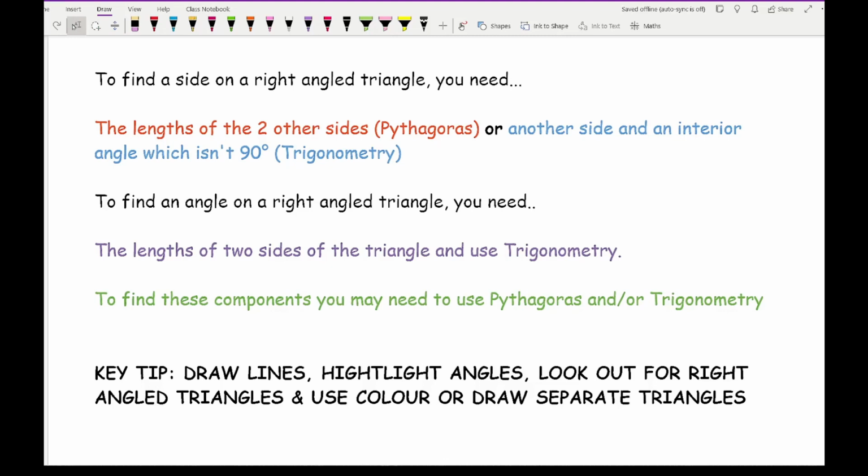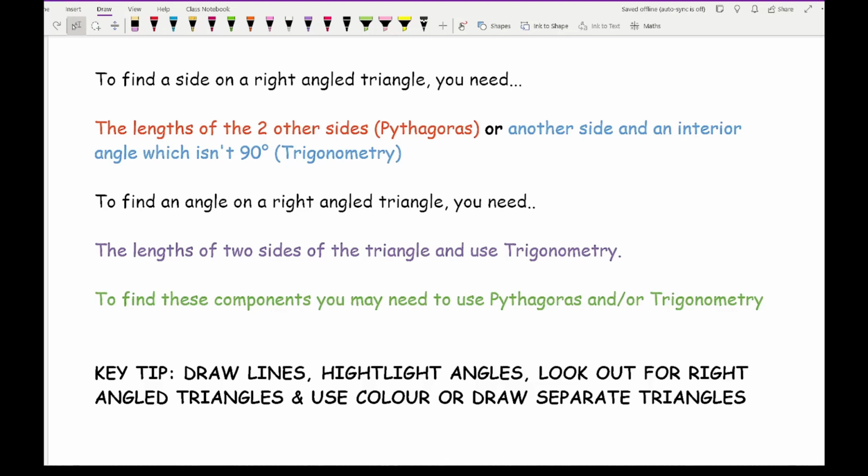And I always say the key tip to make 3D Pythagoras and trigonometry questions easier is to draw lines, highlight angles, look out for right angle triangles, use colour and draw separate triangles, which I'll do to great effect when we go through some past exam questions.